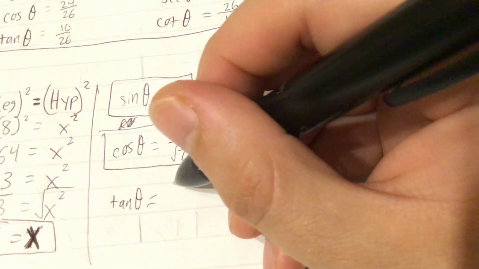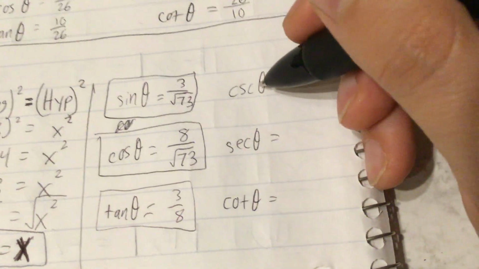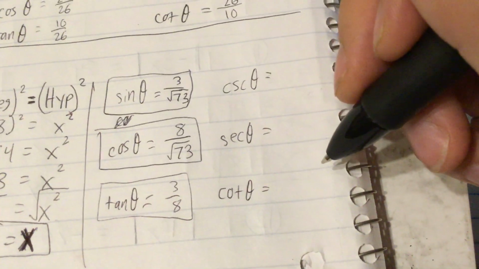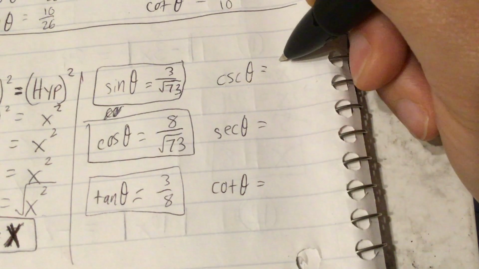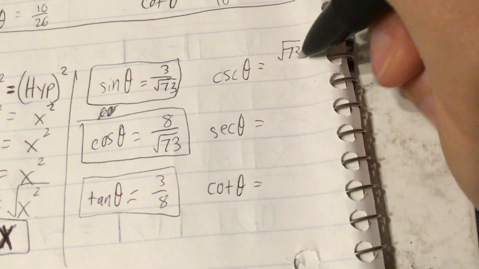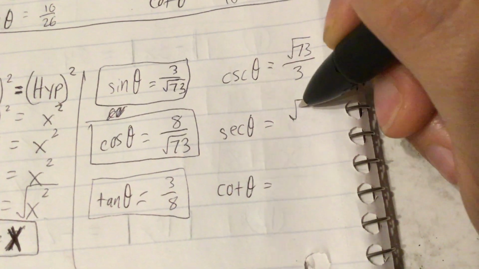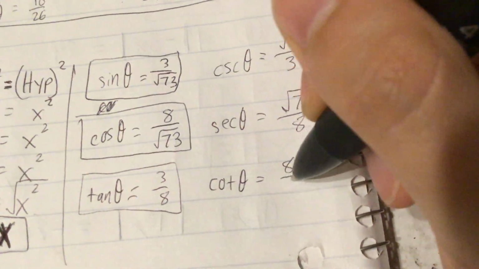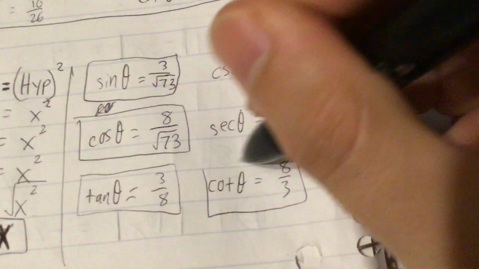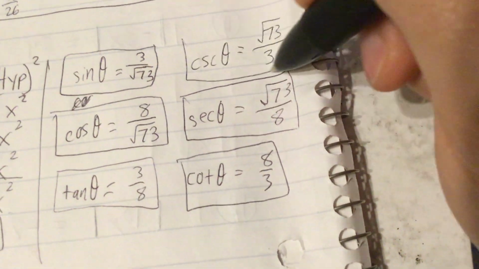And you know what the best part is? I don't even have to look at the diagram anymore, because I know my sine, cosine, tangent. I know cosecant, secant, and cotangent are the reciprocal trig functions. So I'm going to do the reciprocal of this: square root of 73 over 3, square root of 73 over 8, and 8/3. Do you understand? You understand so much you overstand.